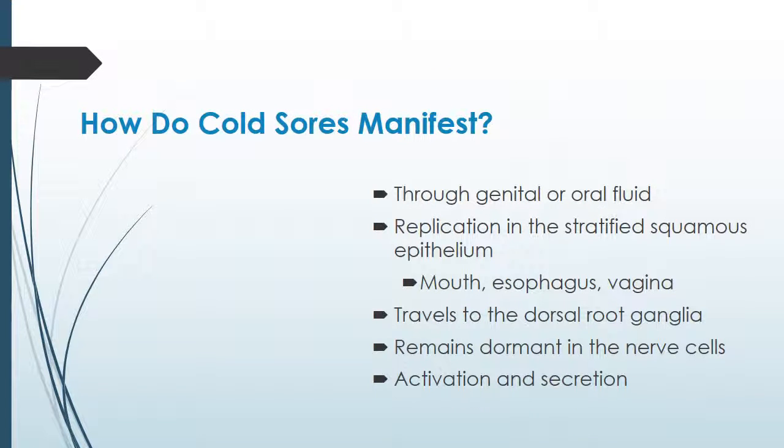How do cold sores manifest? The HSV virus enters the body through genital or oral fluid. They then replicate in the stratified squamous epithelium, which is the moist lining found in the mouth or esophagus. And they are taken up by the unmyelinated sensory nerve fibers, which are nerve fibers without a protected myelin sheath, which covers the axons for electrical insulation. The virus then travels to the dorsal root ganglia, which is near the spinal cord, and remains dormant in the nerve cells. When the virus becomes activated, the virus travels back to the stratified squamous epithelium of the skin or mucosa and gets secreted out.